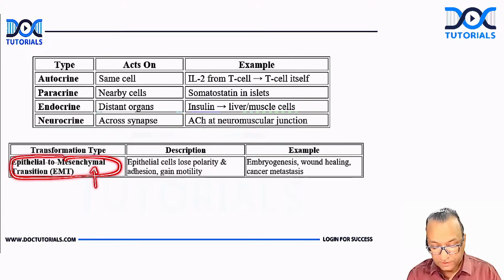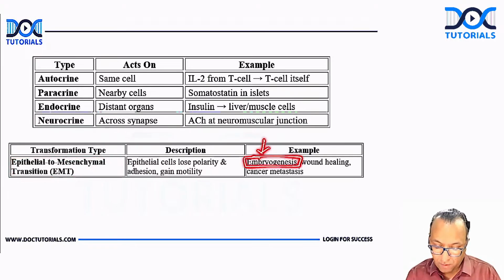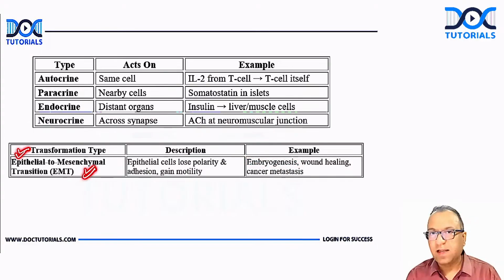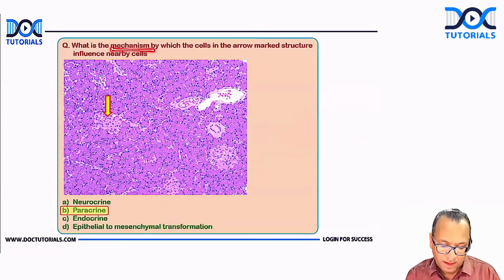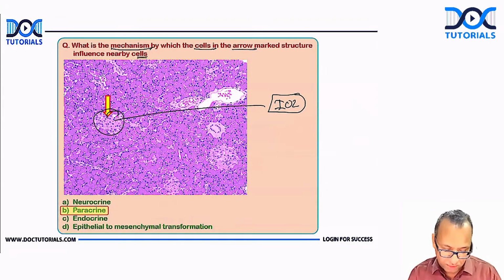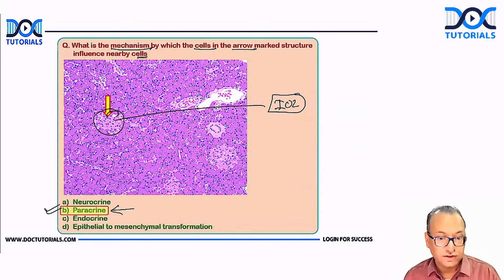What about this epithelial to mesenchyme transformation? That is one choice, which is talking about, say, when we were telling about gastrulation. Gastrulation is the formation of 3 germ layers from the epiblast. In that process, you see that epithelial cells turn into mesenchymal cells, like they are forming mesoderm also. But that is not fitting well with what the question is asking. The question is asking, what is the mechanism by which the cells in the arrow-marked region, that is the islet of Langerhans, are going to impact the nearby cells? None other than paracrine. That is our answer. So choice B should remain as our answer.